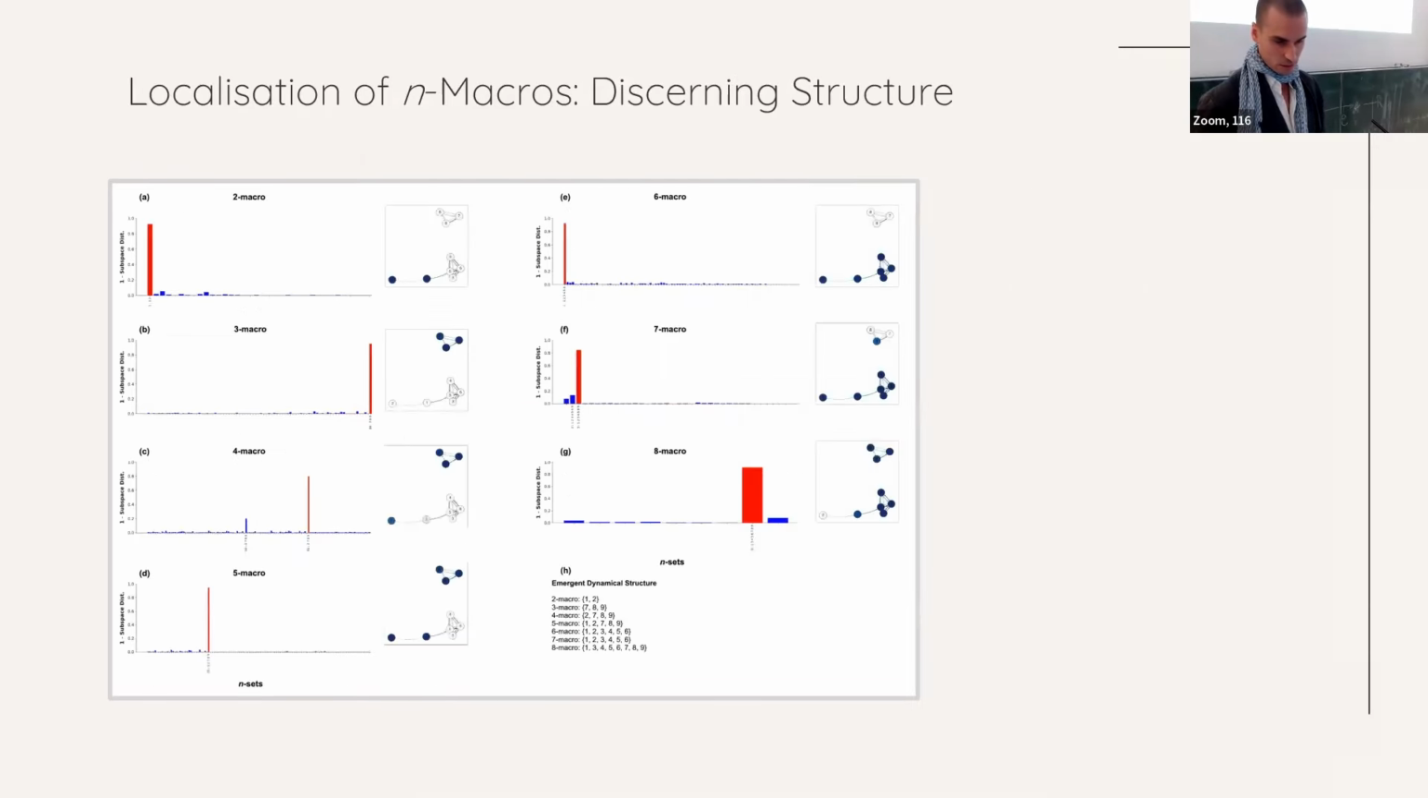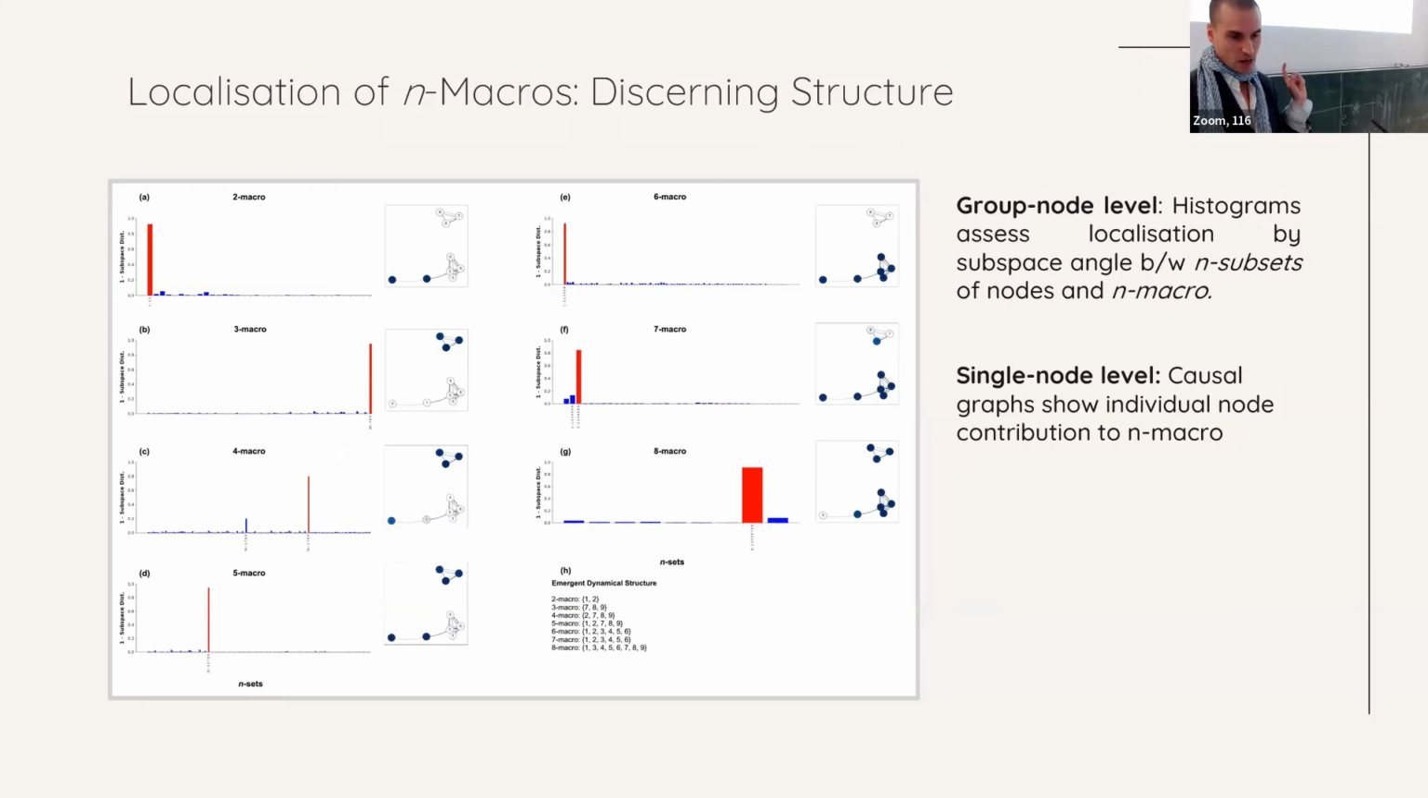So next, we can determine the dynamical structure of N macros by assessing their spatial localization. This is that second element of structure that I mentioned. This figure illustrates two approaches that I take, and I'm sorry if some of the writing is very small. I pride myself in my figures and I don't like this one. So this figure illustrates these two approaches, one which is a group level approach.